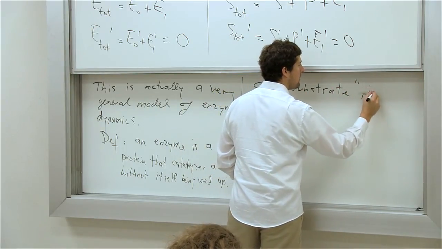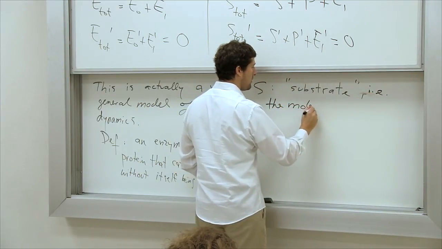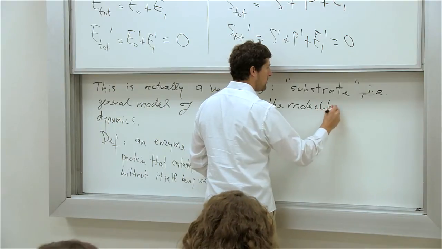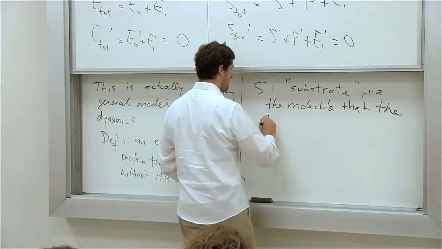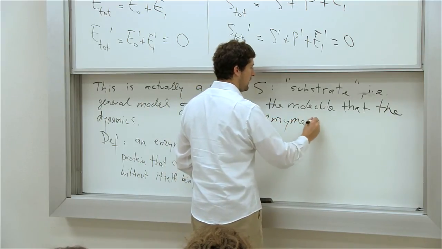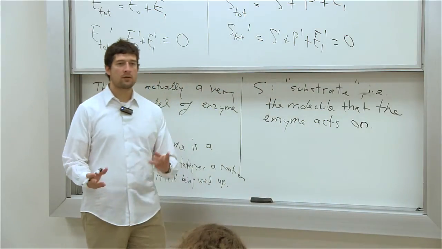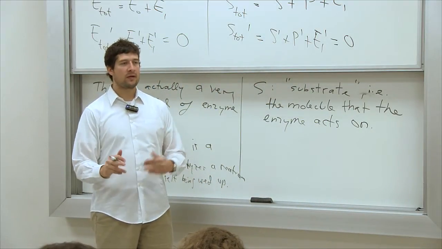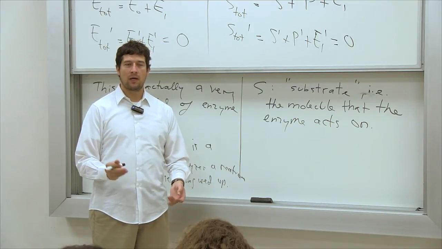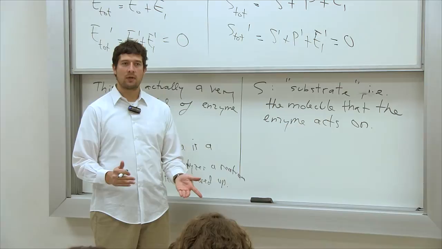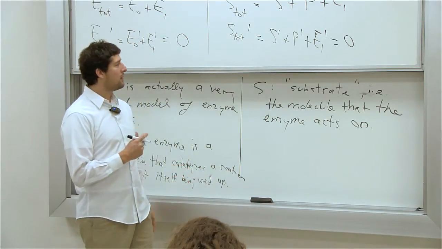I.e., the molecule that the enzyme acts on. Okay, so they kind of come in pairs, sort of like eigenvectors and eigenvalues. You have the enzyme and the substrate. Okay, enzyme could not be an enzyme if there's not a substrate. And a substrate is something that an enzyme acts upon. Okay?